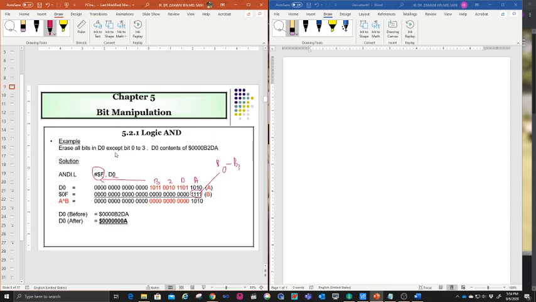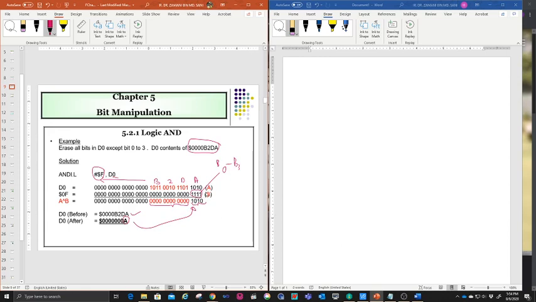You want to erase all, which means you have to put all 0 except this part, which is going to be 1. So the command will be like this. If you put 1, the value will always stay the same, whereas if you put 0, it will erase the value here. So this is going to be the same result as the input. Finally, you can get that this is the initial value, B2DA, and finally you can get this value, which is all 0, 0, 0, 0, 0, 0, 0, 1, 0, 1, 0, which is A. So that is the result for the ANDI.